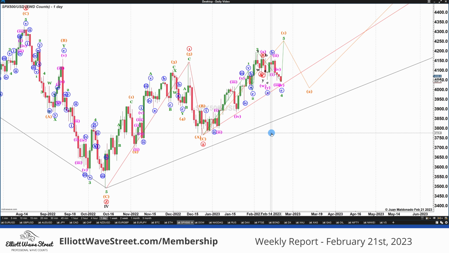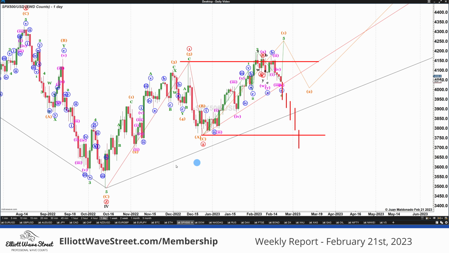On the daily chart, look where we are. The price is rejecting this area. So we can have a big sell-off, traders. We have to be extra careful. The S&P can start selling off strongly. And if it takes out this area, we could very easily reach the previous low.